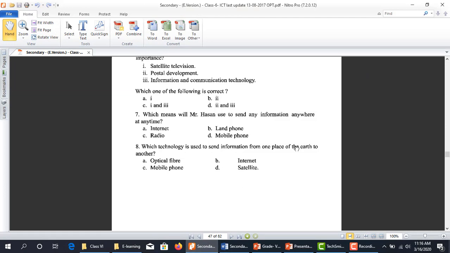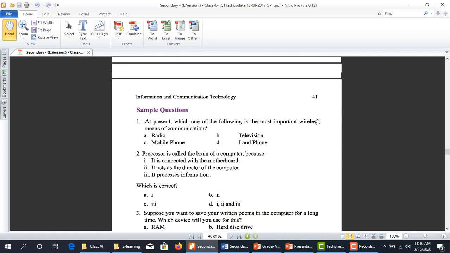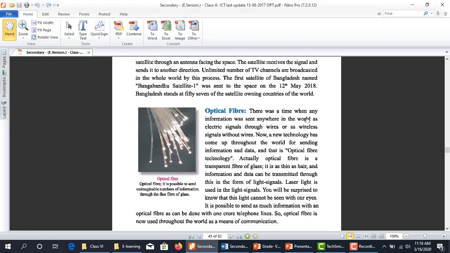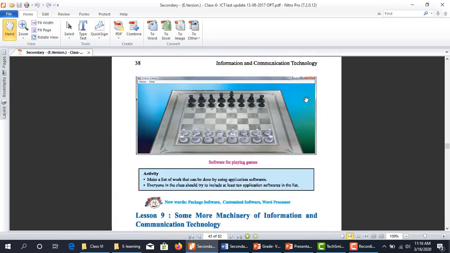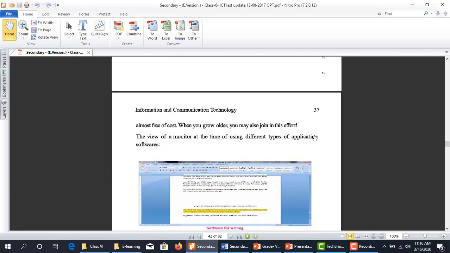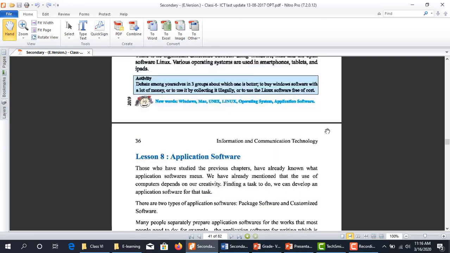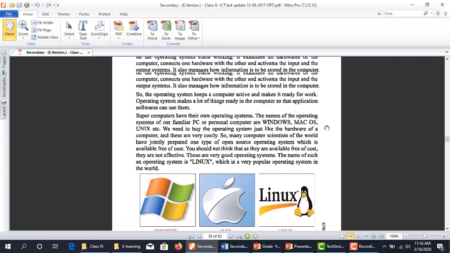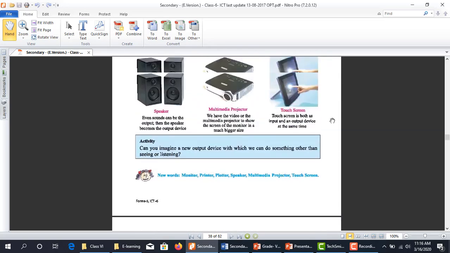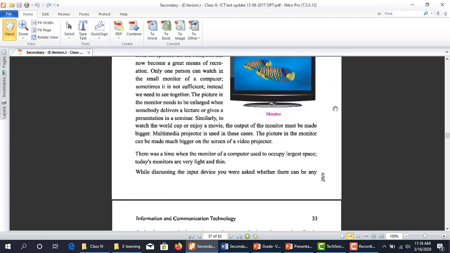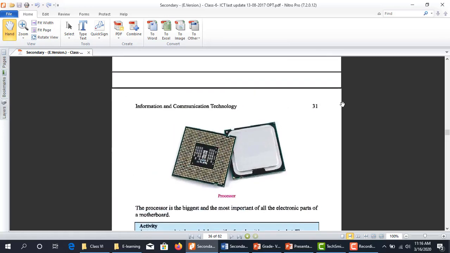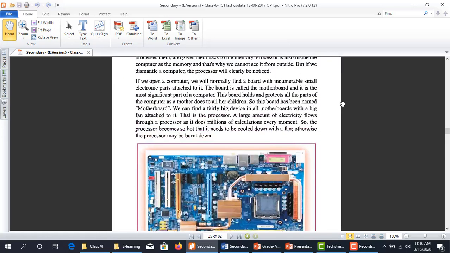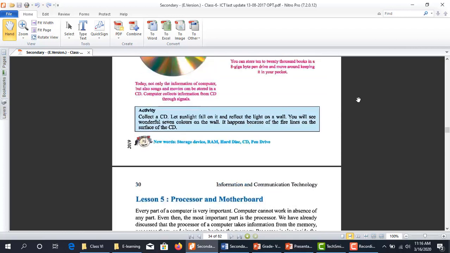So yeah, I'm going to the book, chapter 2. I have already discussed something in this book. I think all of you have finished the input and output device. Input devices and output devices are very important to computers, because without input and output devices we cannot input something or output something.